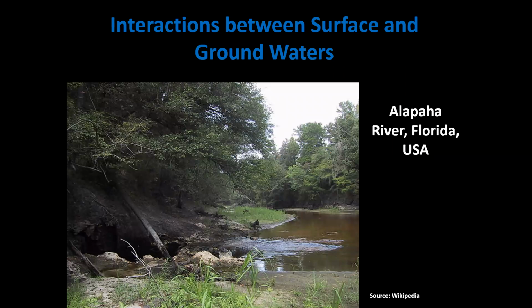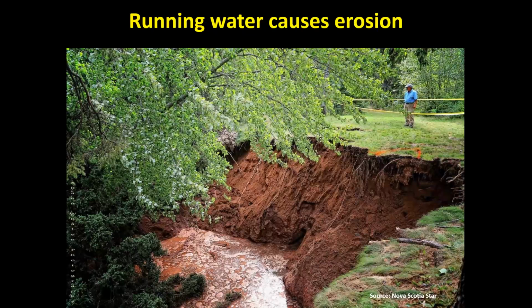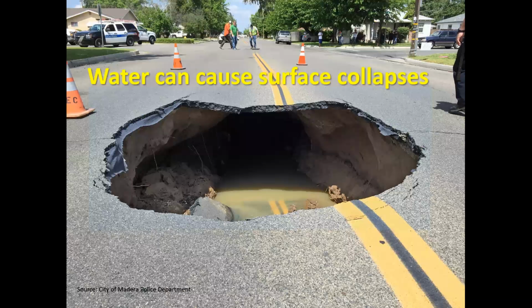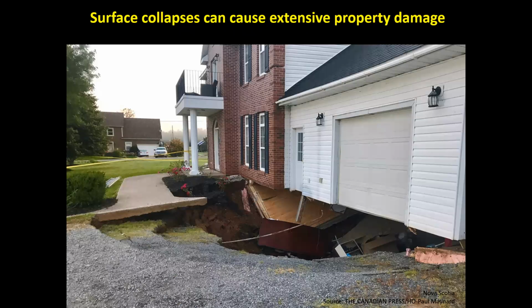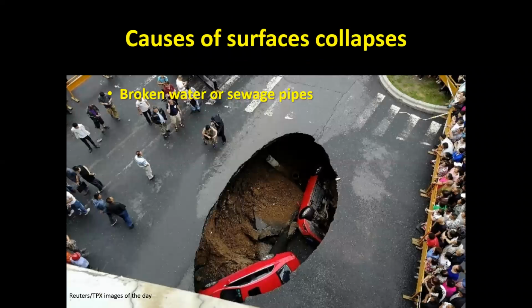So if you have rivers, sometimes, as in this one in Florida, the river flows into an underground passage and then disappears from the surface and is underground. And as we all know, when you have running water, it causes erosion of various amounts. So this water can cause surface collapses, and these surface collapses can cause extensive property damage. I would not buy this home.